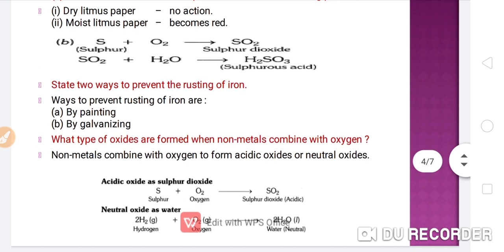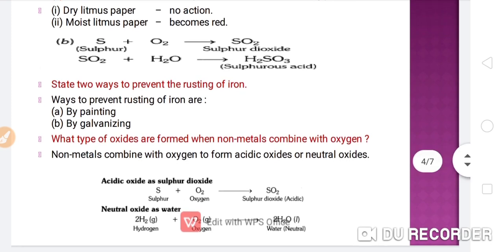Now come to the next question, that is state two ways to prevent the rusting of the iron. So this is very simple, by painting or by galvanizing. Okay, so both are the different methods by which you can prevent the iron from rusting.